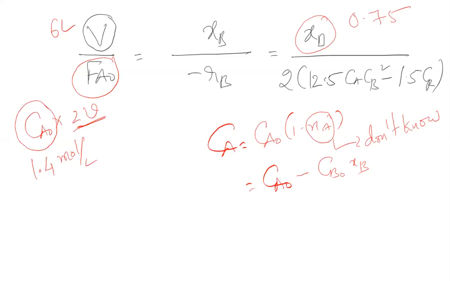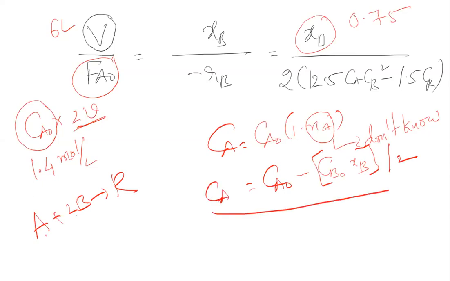Wrong. CB naught into XB is the moles of B reacted. Then the moles of A reacted is that divided by 2, because the reaction is A plus 2B gives R. If 2 moles of B reacted, the A reacted is only half. So that is why CA is CA naught minus CB naught into XB divided by 2.